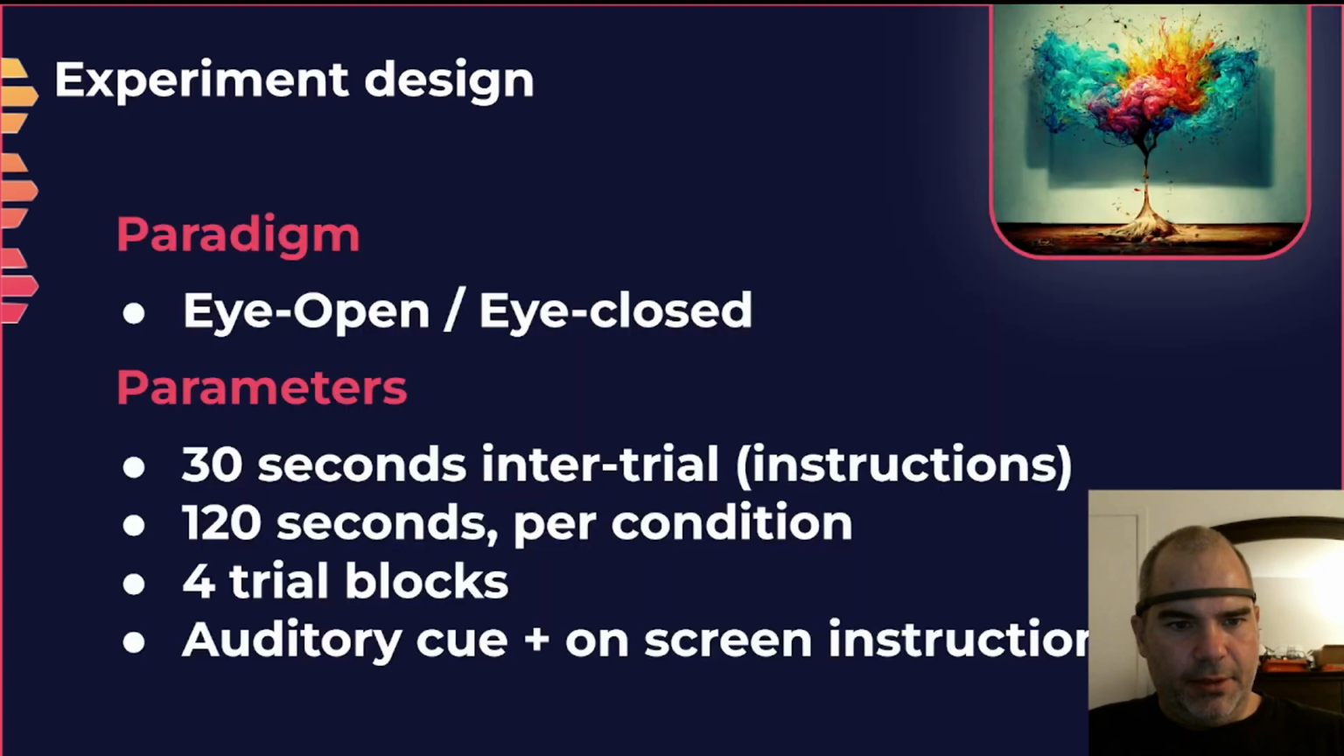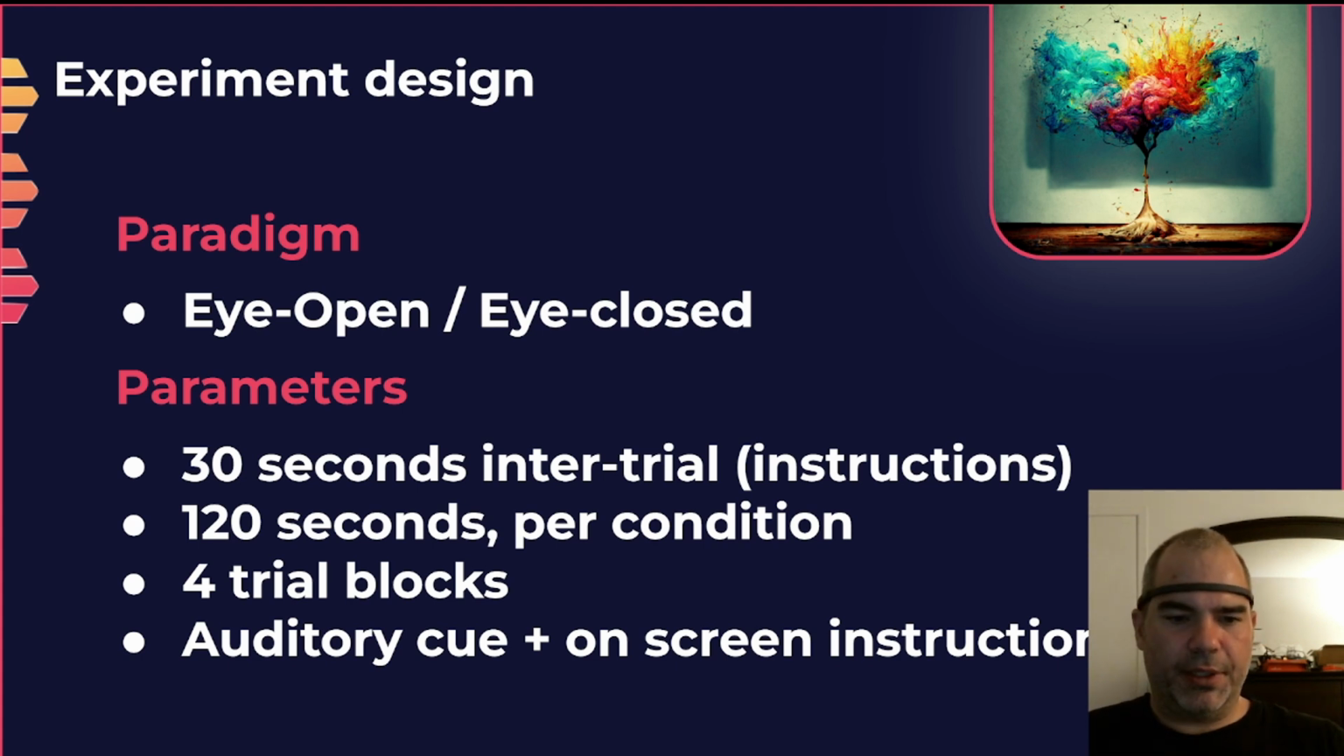The experiment design, the paradigm, is eyes open, eyes closed. So those are our two conditions. We will compare what is recorded when the eyes are open and when the eyes are closed. The parameters of our experiment are going to be a 30 second inter-trial interval, during which we'll present the instructions on screen. The recordings will be 100 trials of 120 seconds per condition. There's going to be 4 trial blocks.